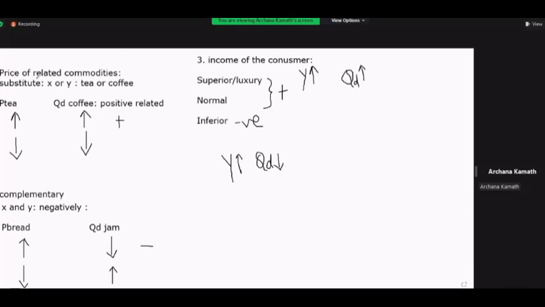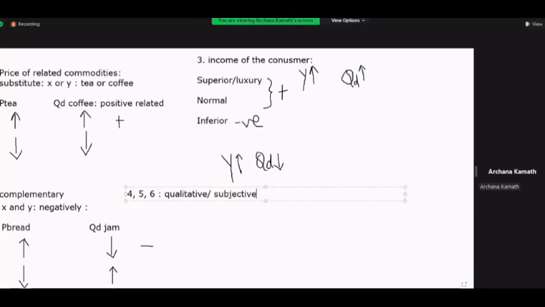So price of commodity has been done, price of related commodity has been done, and income of the consumer has been done because we can quantitatively measure them. And all other factors I told you, the fourth one, which is related to your taste and preferences, your habits, then government regulations, they are all qualitative, or you can say they are subjective in nature because it differs from one person to another all the time.